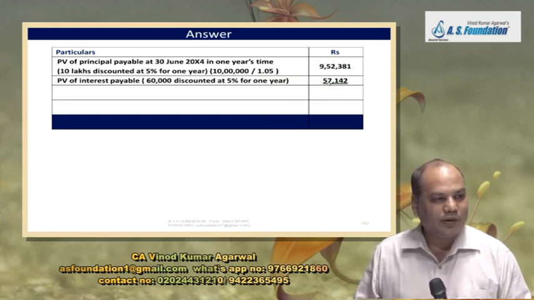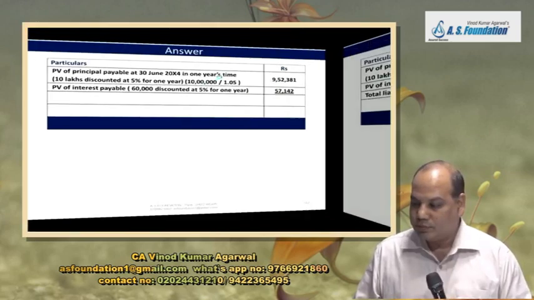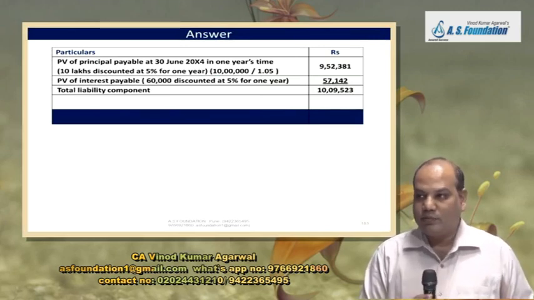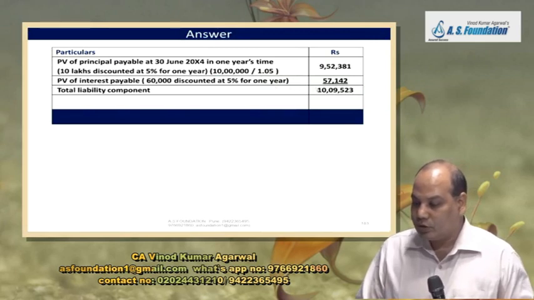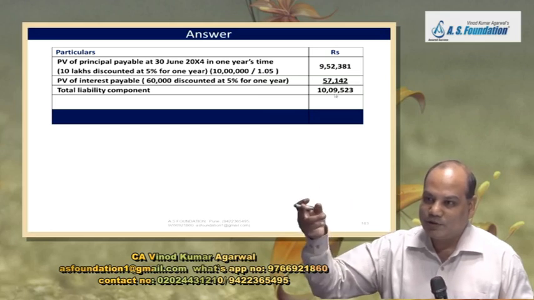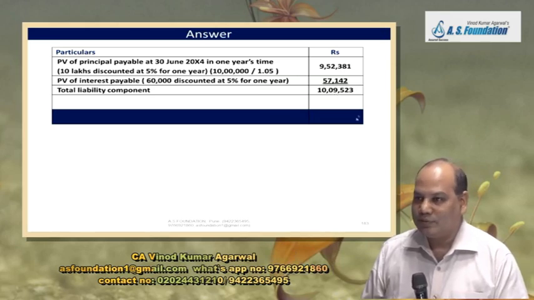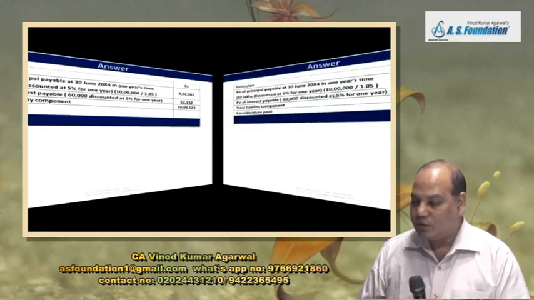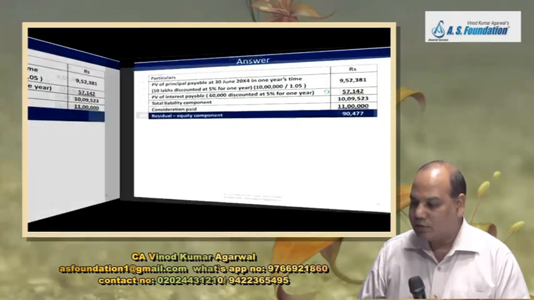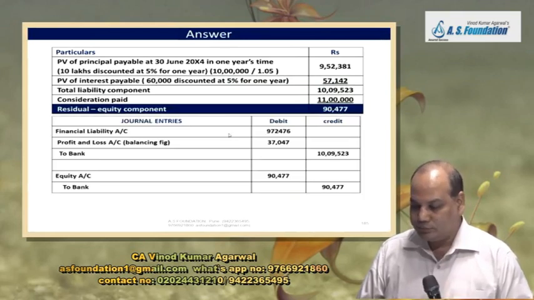Suppose you don't have time in the exam, one line only: 10,60,000 divided by 1.05. So that gives you the fair value of the liability on that day. Is it right? 10,09,523. The rule of allocation now also will remain the same. Out of 11 lakh, first we will apportion to liability this amount, so the remaining amount is for equity. Out of 11 lakh, this amount is for liability, so the remaining amount will be allocated to equity, 90,477.